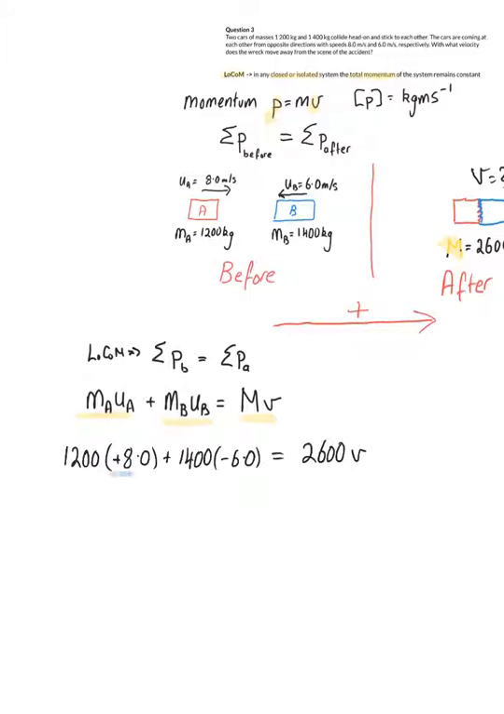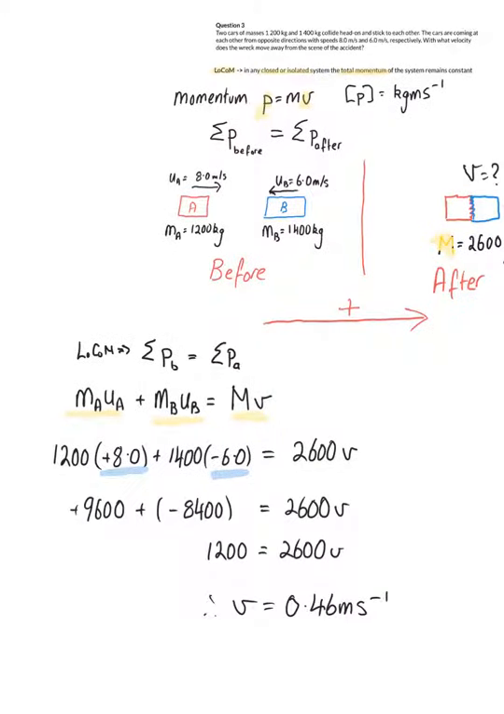important to note that according to our positive direction, car A's velocity is positive 8 meters per second, whereas car B's velocity is negative 6.0 meters per second. Completing the working, we find that the velocity of the combined masses is 0.46 meters per second.